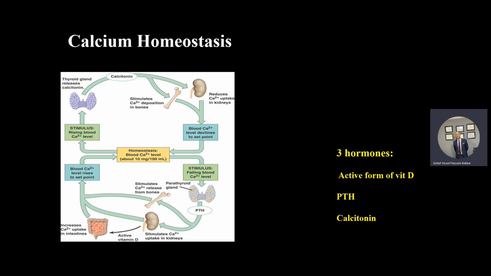Calcitonin, again, is a major regulator of calcium, so it interferes with calcium homeostasis. And as we all know, calcitonin is secreted by the C cells in the thyroid gland, or the parafollicular cells in the thyroid gland. And it has a role that is opposite to that of the parathyroid hormone. So let us move on.